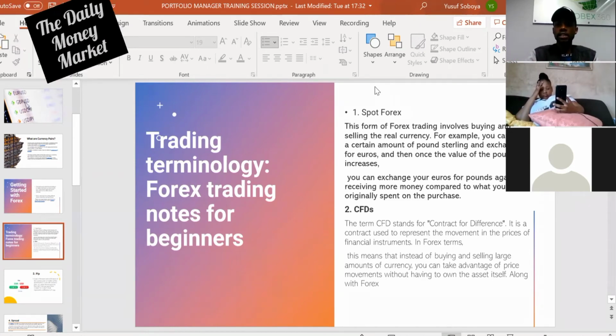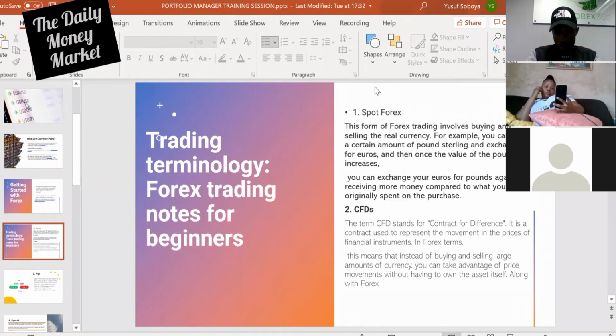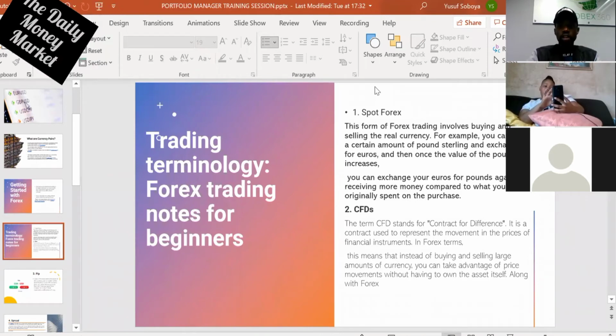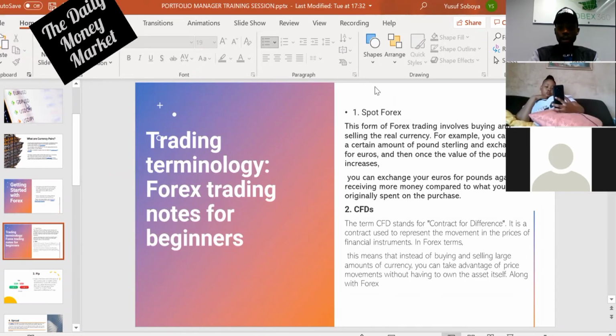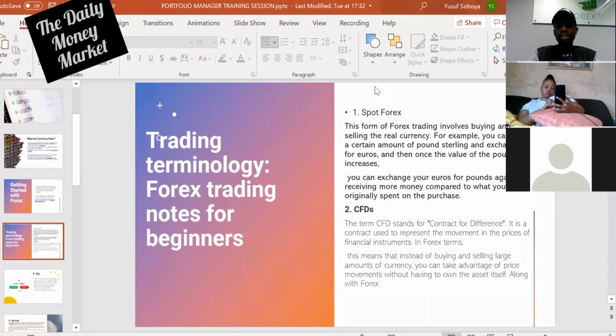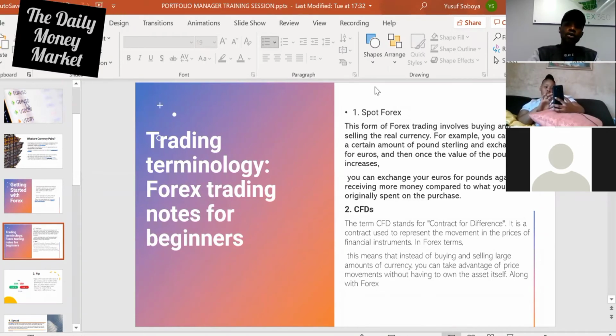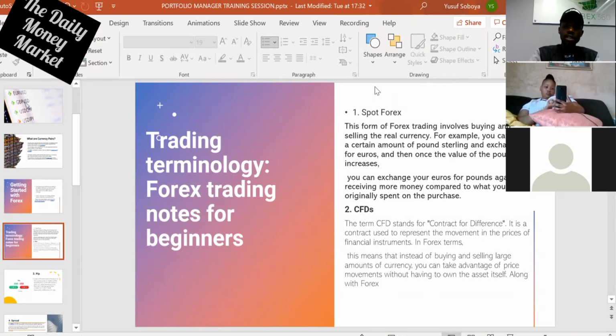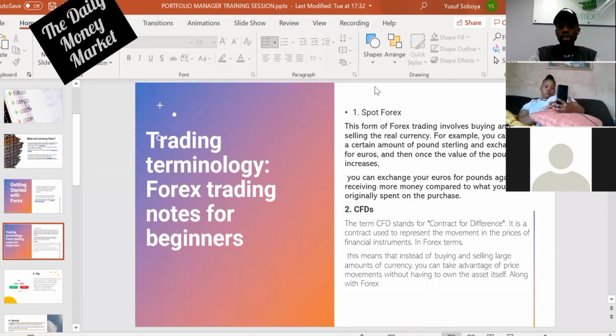And then there's a certain thing called CFDs, right? CFDs. This is what you're going to find on your platform, on your MT4, right? So there's an instrument called CFDs. For example, you and me, when we are trading here at Globex 360, we are trading the CFDs.